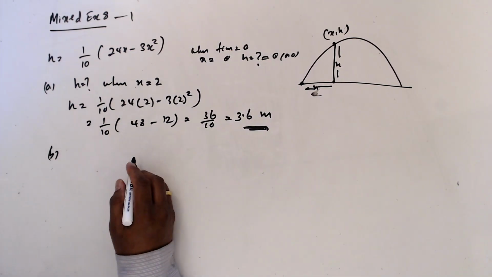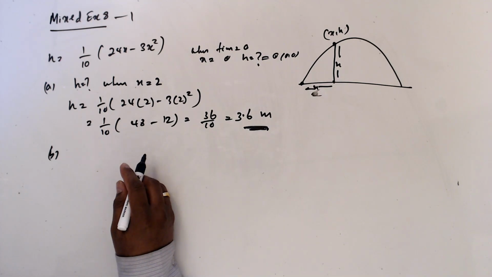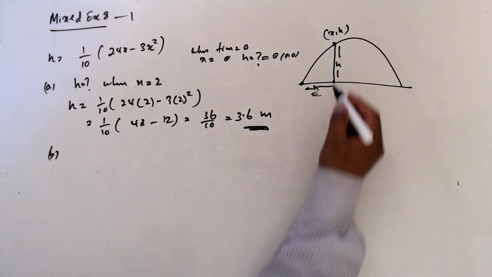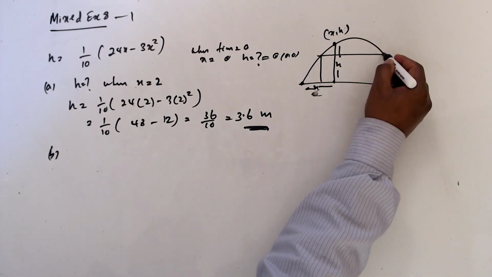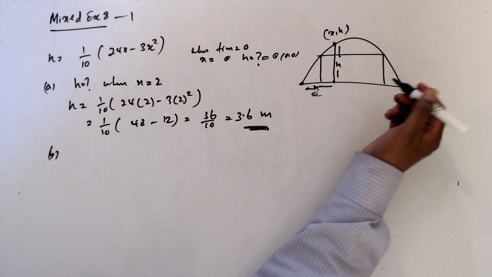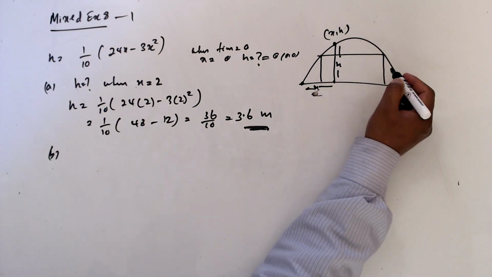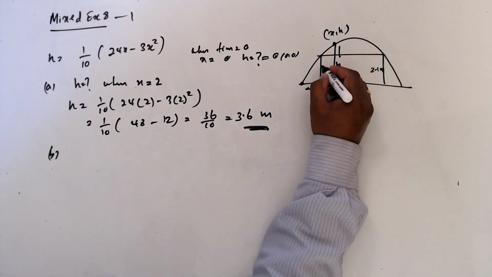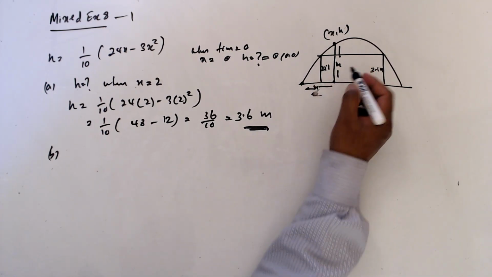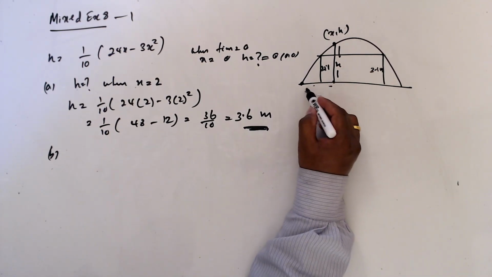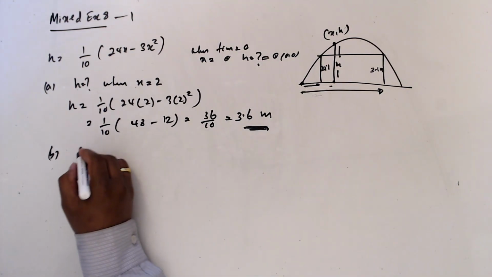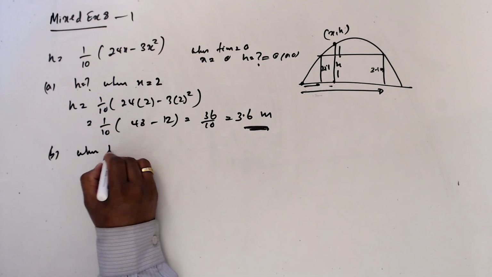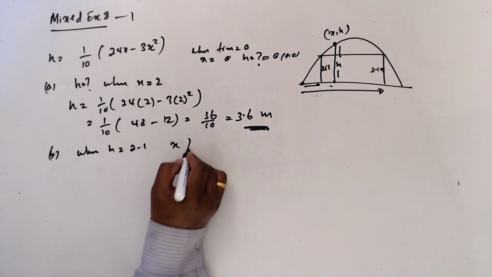Part B: the two horizontal distances for which the height of the ball was 2.1 meters. So this is going to be 2.1. This height is 2.1 meters, and this is also 2.1 meters. What will happen? We will get two x values, one from here to here, the other one from here to here. So when h equals 2.1, we need to find x.